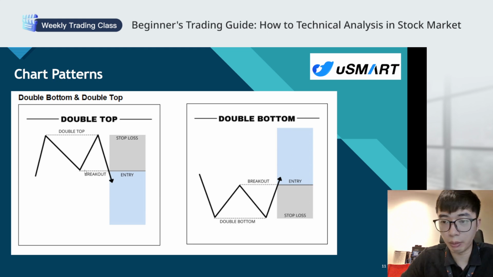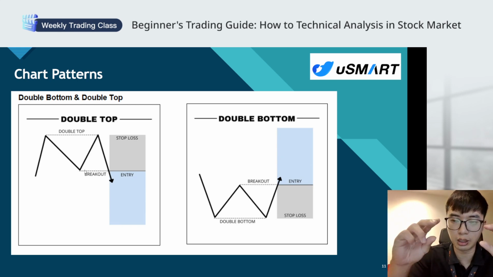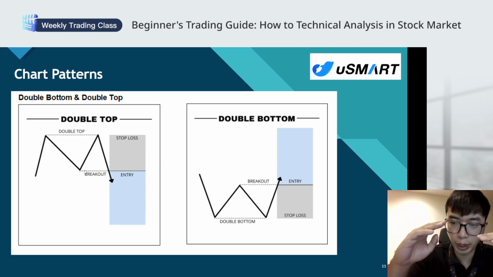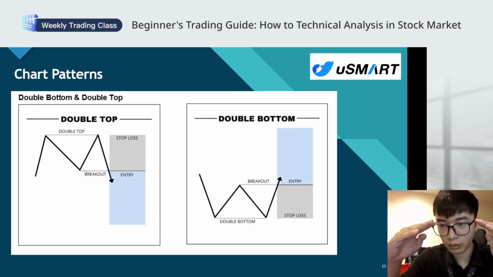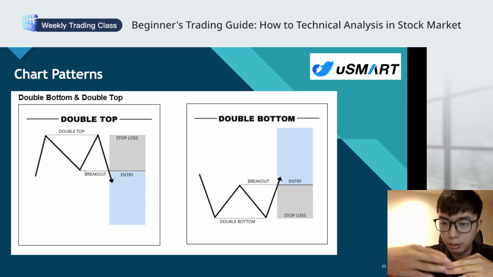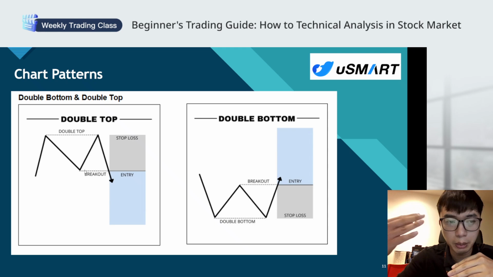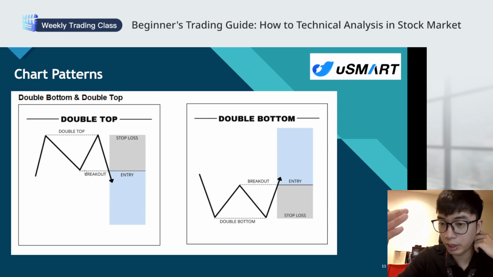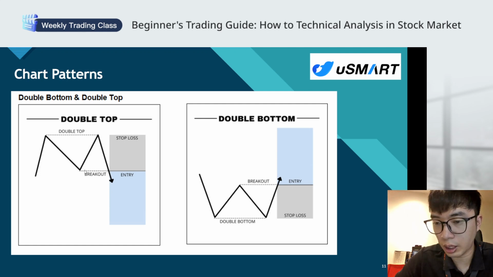So what is a double top? For a double top, there will usually be two strong resistances there, and then when the price retraces back and breaks through the previous support, we can try to enter at the breakout, and then we put the stop loss above the double top and target a further area.